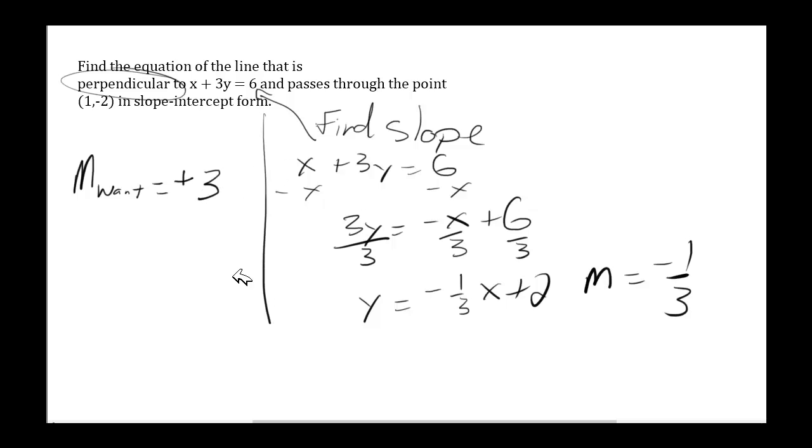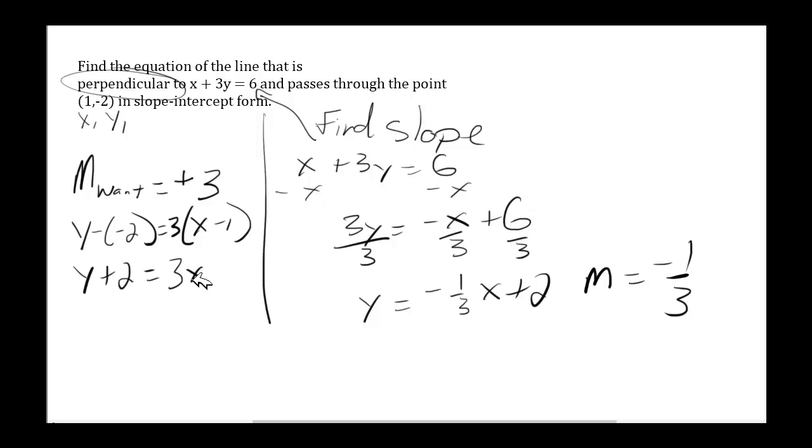Now I'm deciding we're going to do point slope again. So I got y minus y1 equals the slope times x minus x1. Again, this is x1 and y1. Double negative, y plus 2. Distribute, 3x minus 3, and then solve for y, because that'll put it in slope-intercept form. So y equals 3x minus 5.